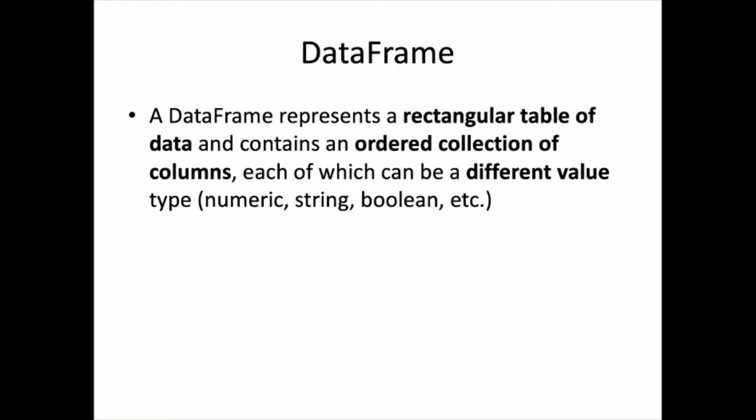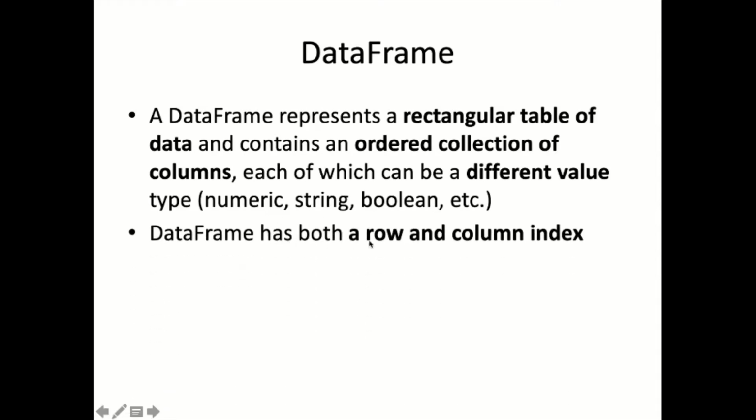A data frame represents a rectangular table of data. If we want to represent a table, then we have to use this data frame, and it contains an ordered collection of columns, each of which can be of a different value type. So each column can be of any type. That is why data frame is used to represent heterogeneous data. It can be numerical columns, or strings, boolean, etc. It can be anything.